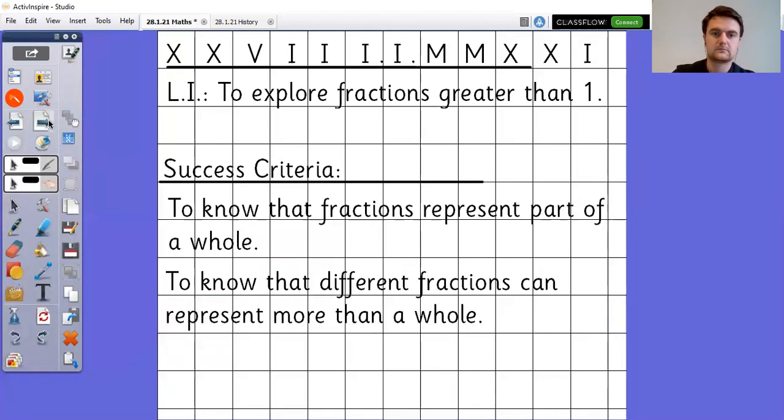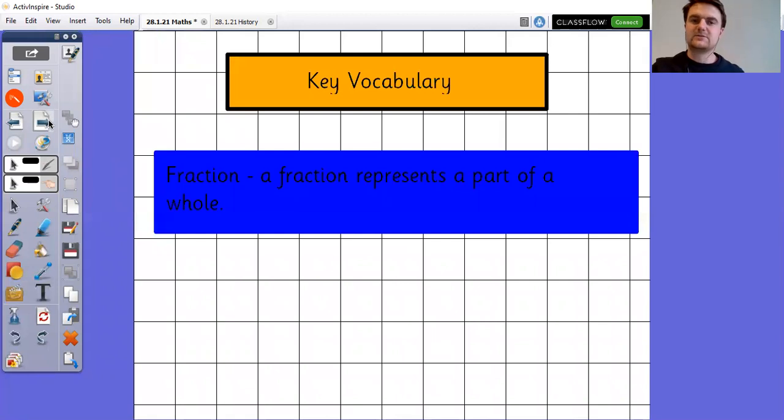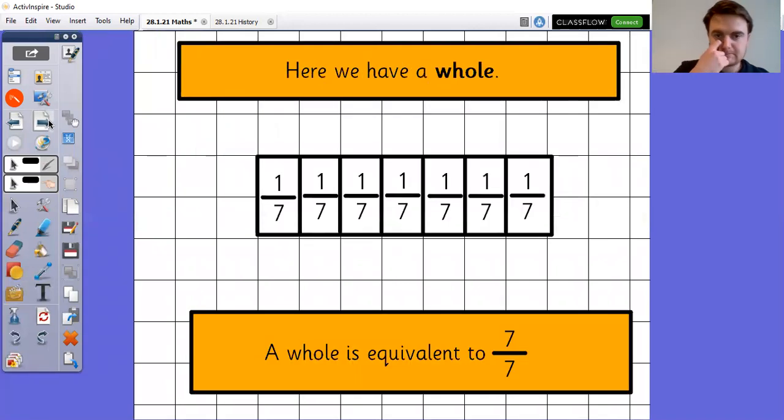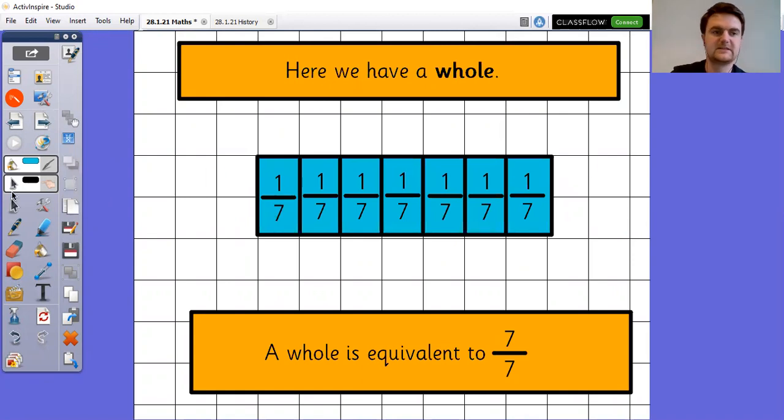So let's have a look at what we're looking at today. We know that fractions represent part of a whole, but sometimes fractions can be used to represent more than a whole, and that's what we're going to be focusing on today, and I believe tomorrow as well. So here we have a whole, and I've split it into sevenths. A whole is equivalent to 7 sevenths because all 7 of these different parts would be shaded in to make a whole, which gives me 7 sevenths.